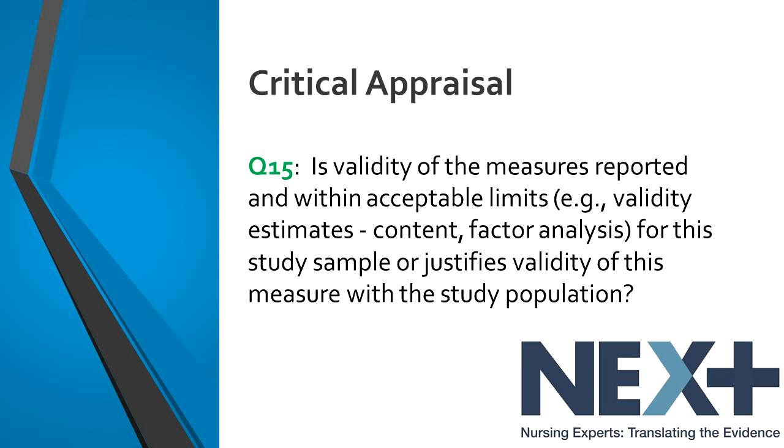In this module, we will be discussing question number 15. Is validity of the measures reported and within acceptable limits for this study sample, or justifies validity of this measure with the study population? This type of information is typically found in the methods section of an article.